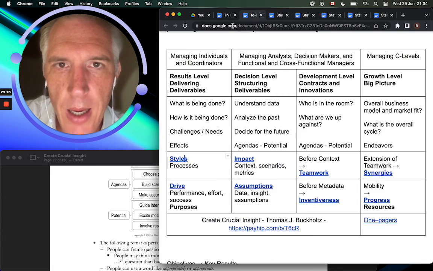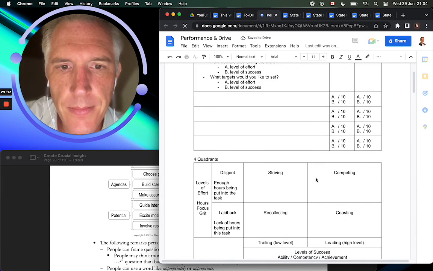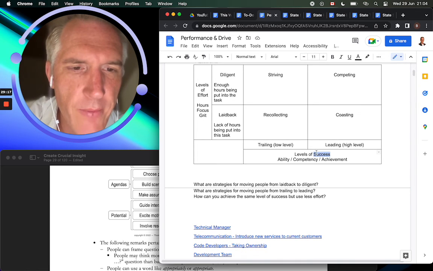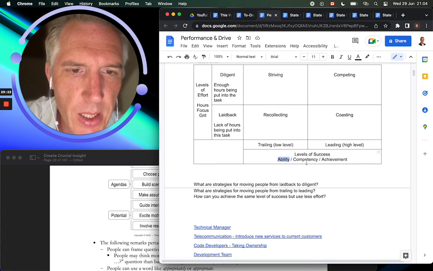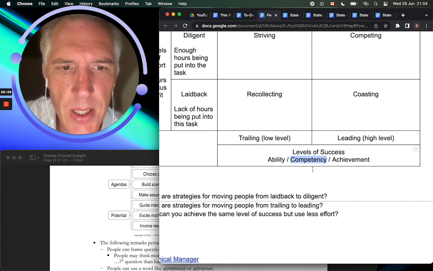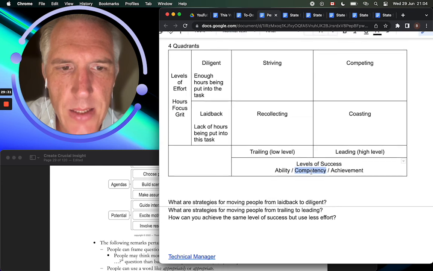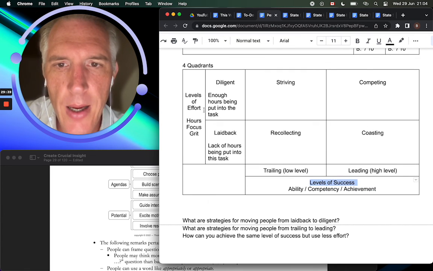In general, I would say that technically I have a relatively low level of success. Now, it's not that my ability is too low. I think maybe there's some problem with competency, because I've spent 8 years studying this work and it still takes more understanding. Certainly achievement is not very high right now. So I'm working on increasing my levels of success and levels of effort.